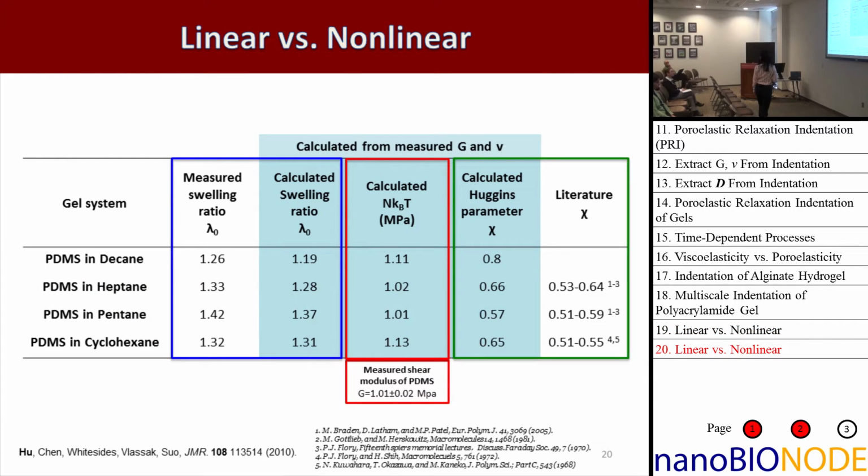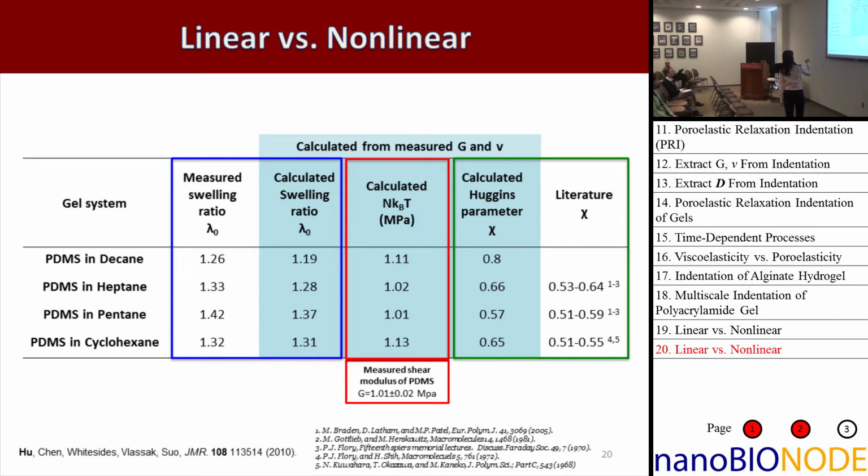So here is the experimental result. I did an indentation on PDMS swollen in various organic solvents. So I measured the shear modulus and the Poisson's ratio for each system. And from the previous equations, I can calculate N, chi, and lambda naught for each system. These blue columns are calculated values. Actually, they can be compared with independent measurements.